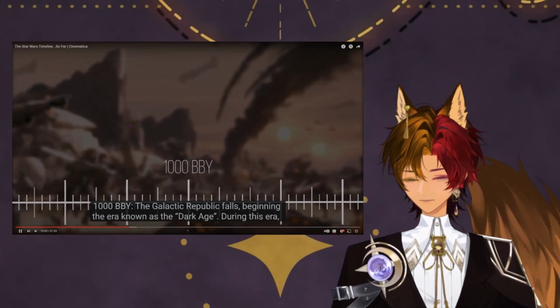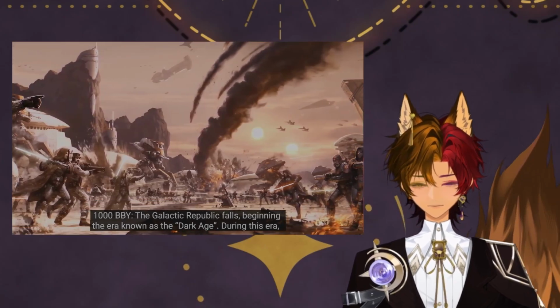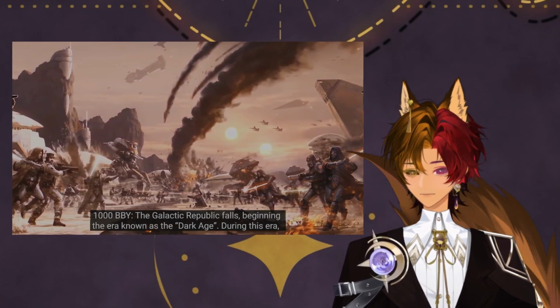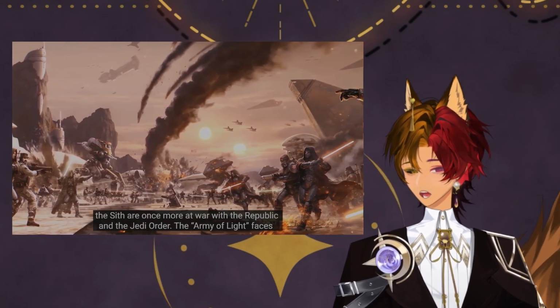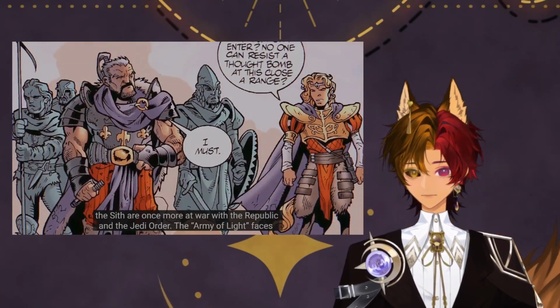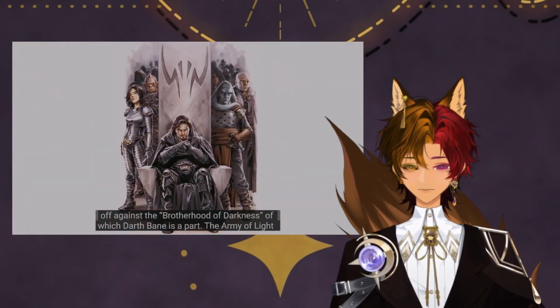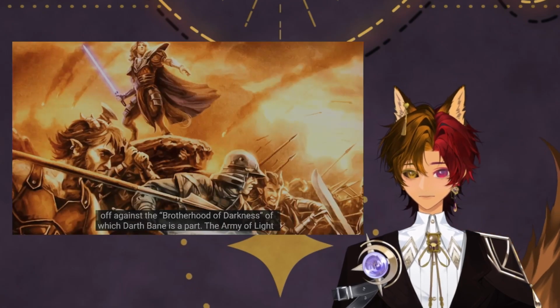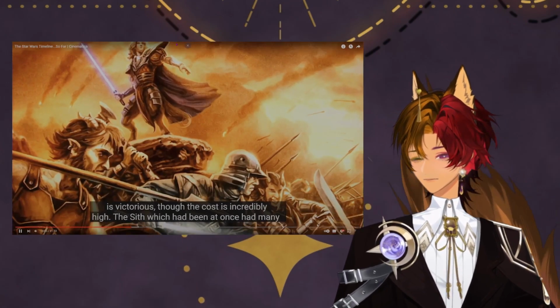1000 BBY. The Galactic Republic falls, beginning an era known as the Dark Age. During this era, the Sith are once more at war with the Republic and the Jedi Order. The Army of Light faces off against the Brotherhood of Darkness, of which Darth Bane is a part. The Army of Light is victorious, though the cost is incredibly high.